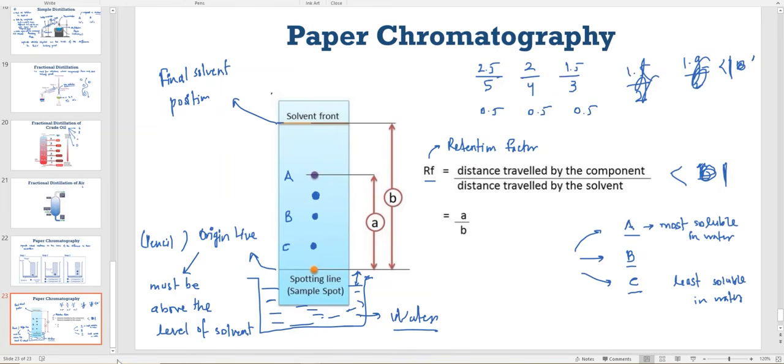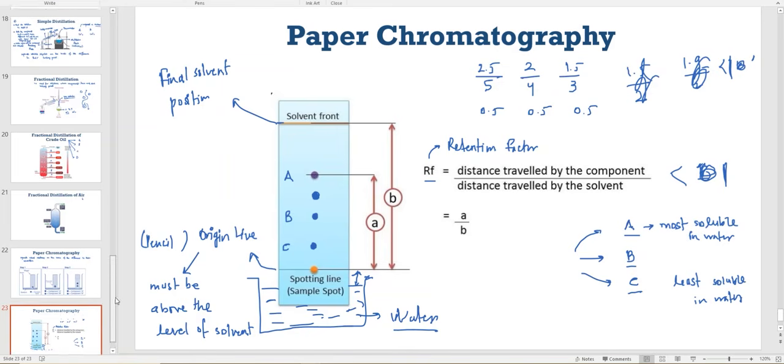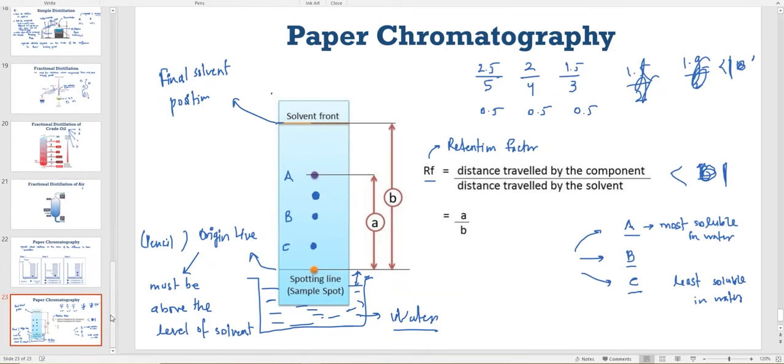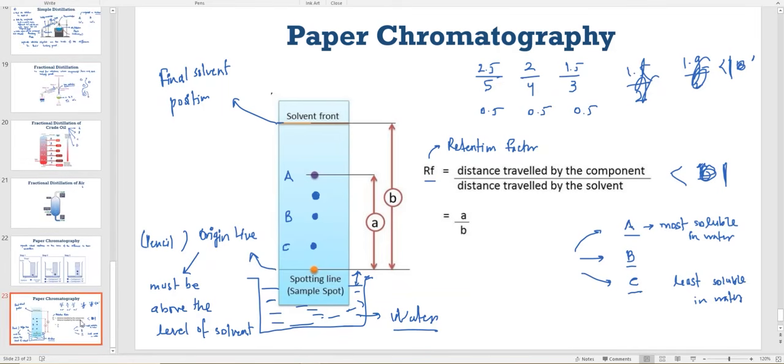So that would be all from paper chromatography. Now let's do some past papers related to this chapter quickly to cap this chapter.